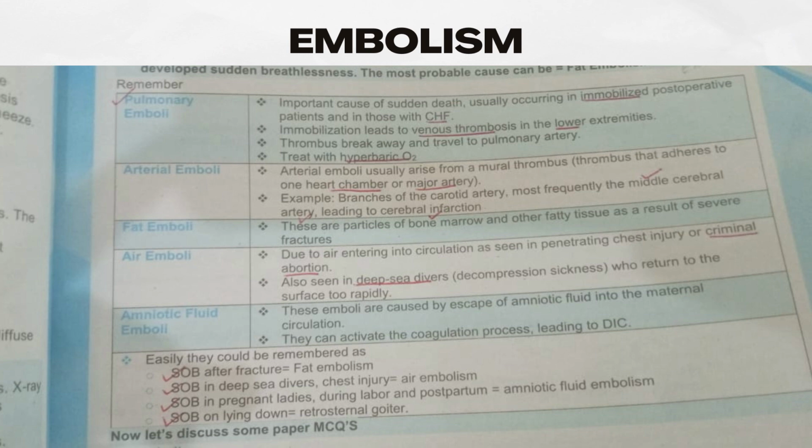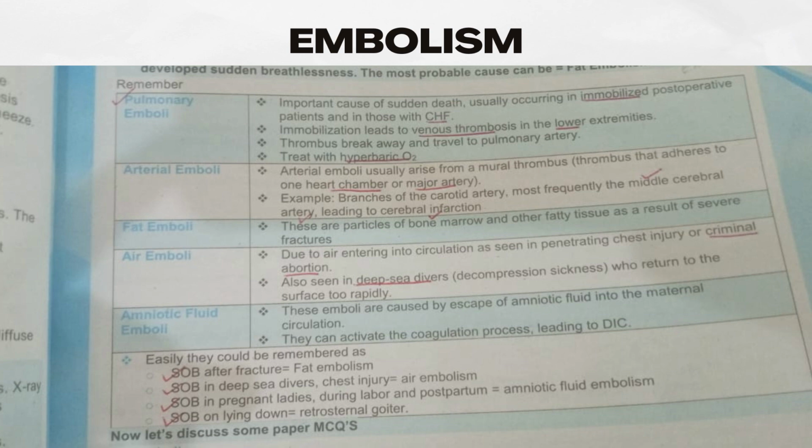In this video, we are going to talk about embolism and thromboembolism, all the theory that is related to your FCPS Part 1 exam. So let's get started. There are five types of embolism that are discussed. The first is pulmonary embolism.